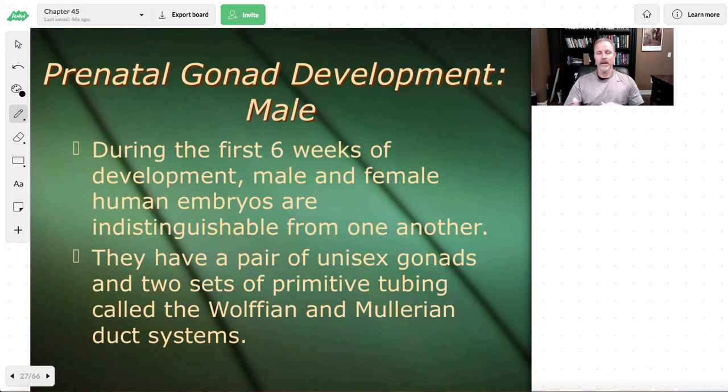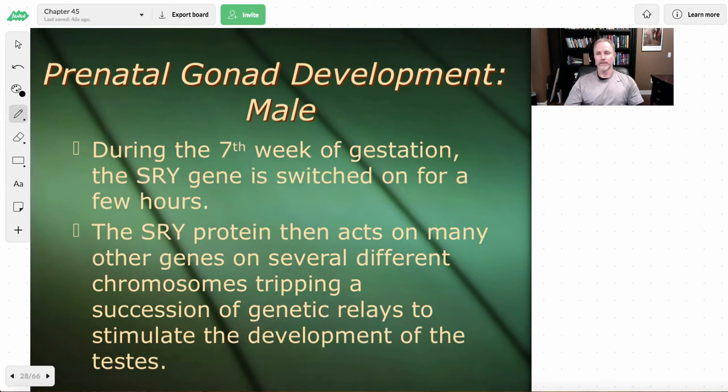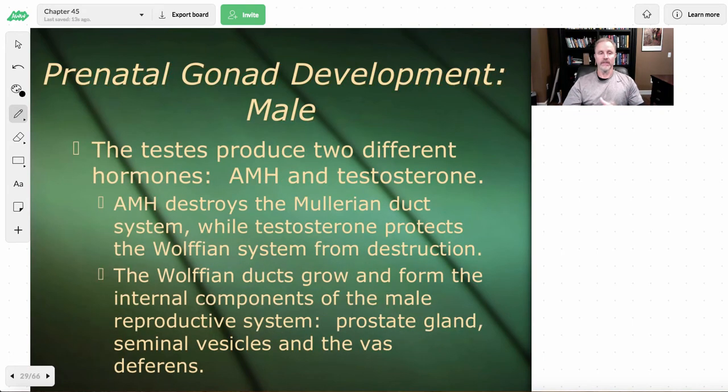And if the instructions from the SRY gene aren't there, then the Mullerian system will become the female reproductive system. Okay, so during the 7th week of gestation, the SRY gene gets switched on for a few hours, and this leads to a cascade of events that turns on a bunch of different genes that stimulate the development of the testes. The testes themselves are going to produce two types of hormones: anti-Mullerian hormone and testosterone.